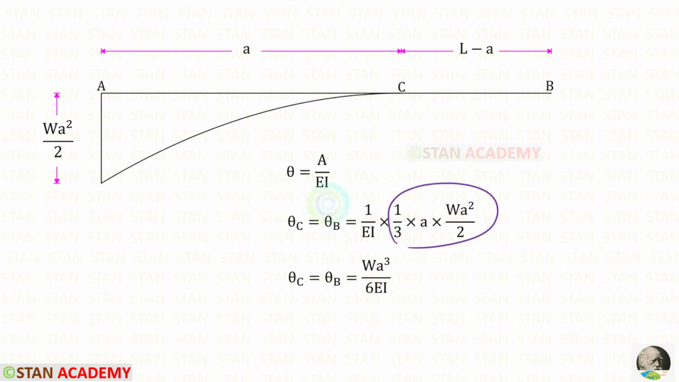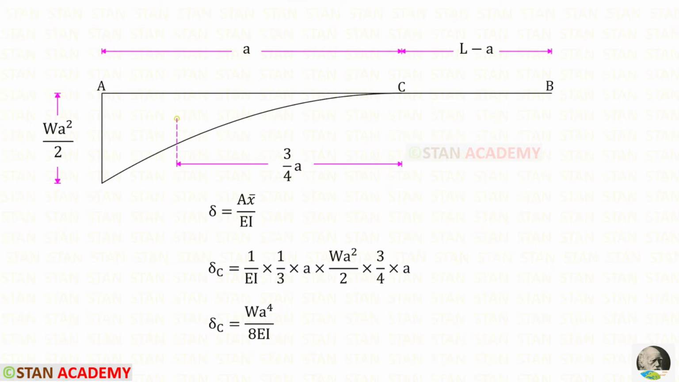The area divided by EI, we will get the slope wa cube upon 6EI. Now let us find the slope at the point B, but up to the point B, the area is same. In this case, the slope at B and C will be same, which is wa cube upon 6EI. The formula to find the deflection is area x bar upon EI. Let us find the deflection at the point C.